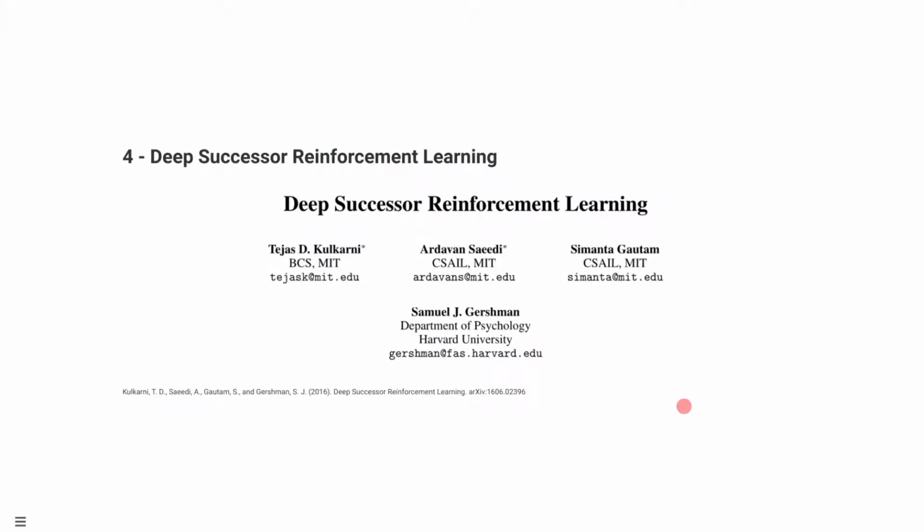It's one paper by the group of Sam Gershman, which was influential in bringing successor representation back to light. It's an old idea by Peter Dayan in 93. But Sam Gershman did a lot of work in the context of neuroscience to explain that SR is a better model of reinforcement learning in the brain than purely model-free or purely model-based approaches.